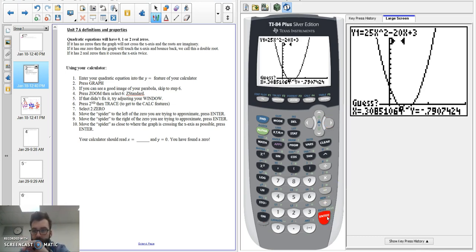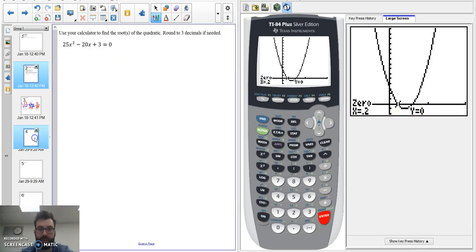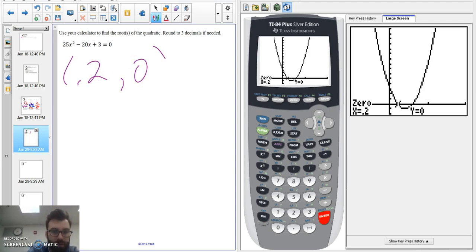All right. And then it says guess, and I want my Spider-Man to land close to my 0. Okay. And press enter. And my 0 is 0.2, comma 0. So that's my first root. 0.2, 0. Okay. I have to repeat the same process to define this other root, which is right here.